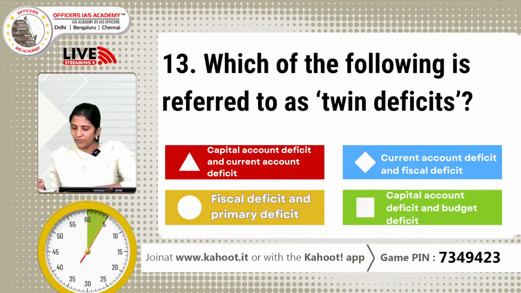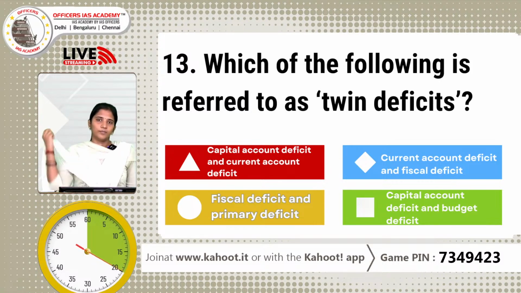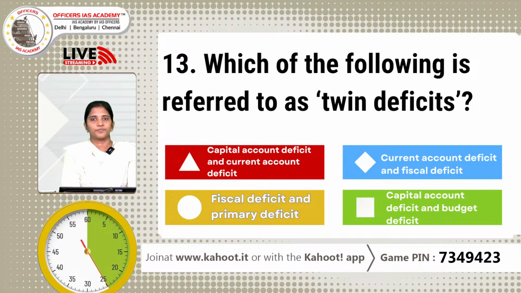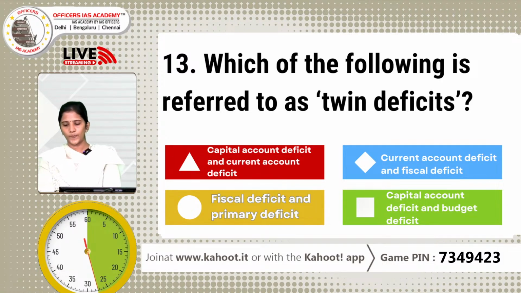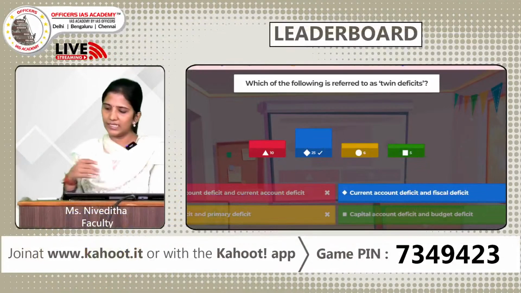Which of the following is referred to as twin deficit? A. Capital account deficit and current account deficit. B. Current account deficit and fiscal deficit. C. Fiscal deficit and primary deficit. And D. Capital account deficit and budget deficit. Okay, the time is about to run out. 3, 2, 1. Answer is B. Current account deficit and fiscal deficit.